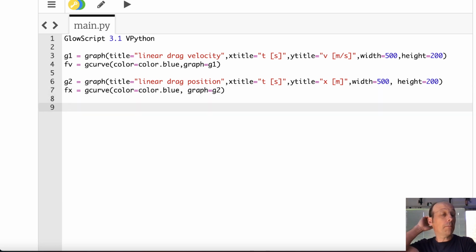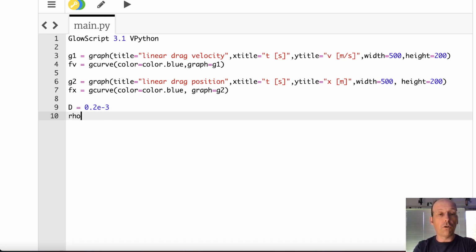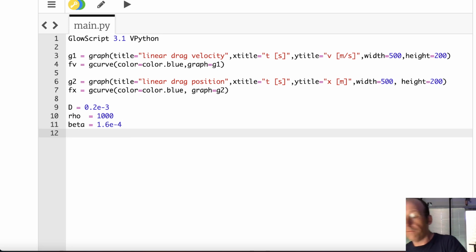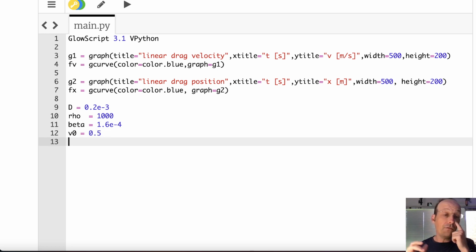Okay, so now I'm going to go ahead and put my parameters. I know the diameter is 0.2 times 10 to the negative 3. I know rho is 1,000. I know beta is 1.6 times 10 to the negative 4th. Is that right? And then V0. Let's say V0 equals 0.5. Okay, so I need to find the mass, and B.